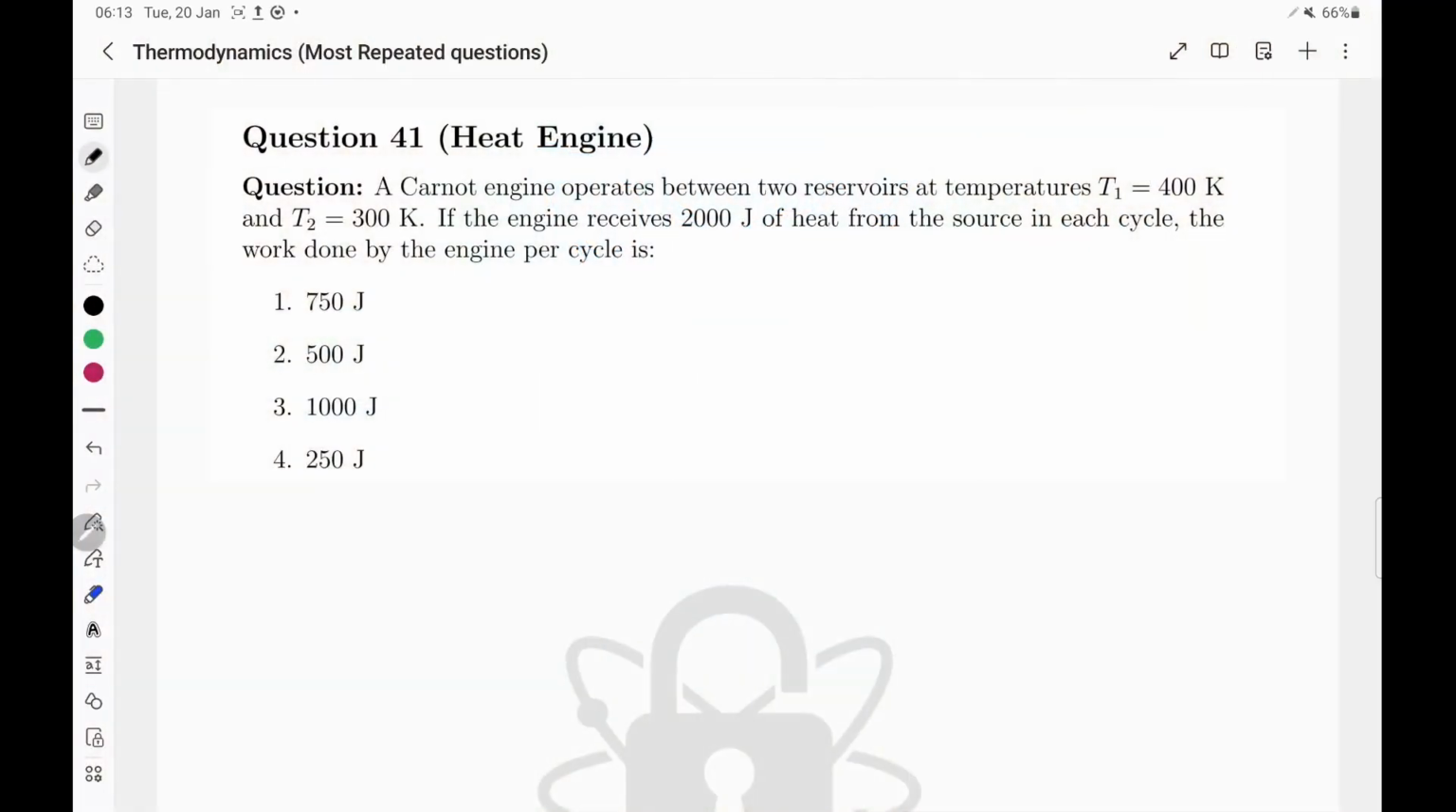So we are continuing our series of solving thermodynamics PYQs. Here we have a question on heat engine. Let me read it out.